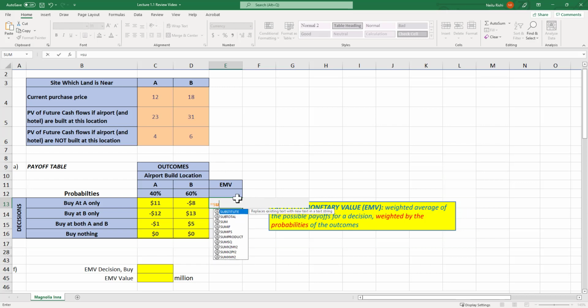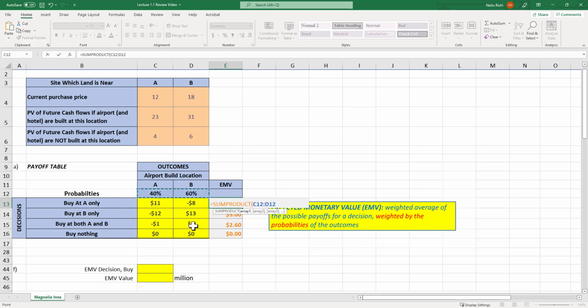So the SUMPRODUCT multiplies two arrays. So I would have had 40% and 60% being multiplied by 11 and negative 8. And it adds up the 40% times 11 plus the 60% times negative 8. So it adds up all of those products, which is exactly what we're doing here.